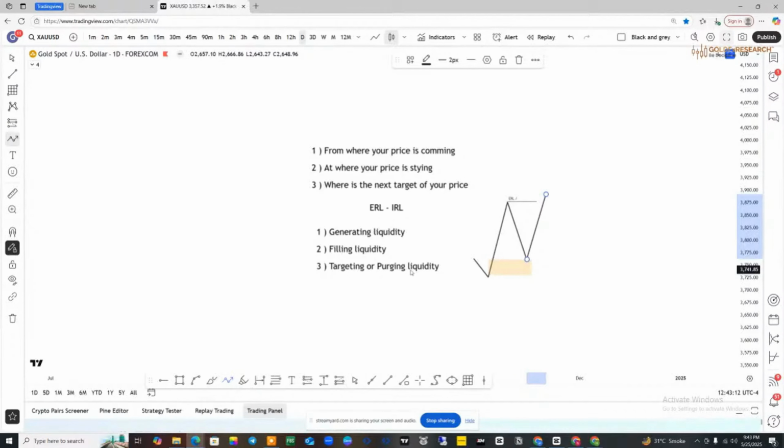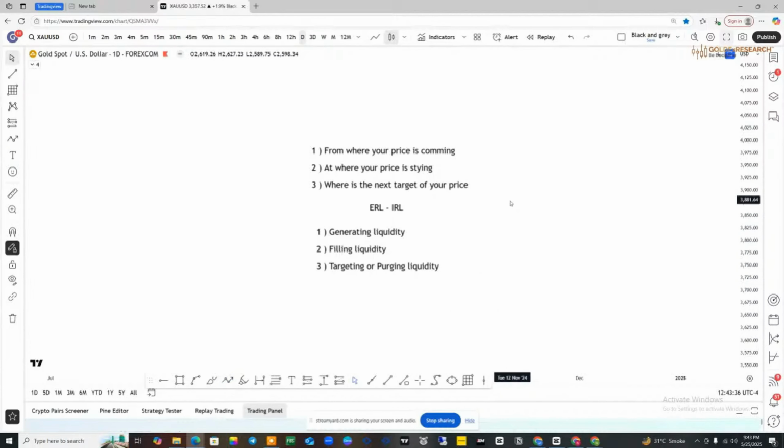Did you understand or not? ERL is not filling liquidity. ERL can only come in two things: generating and targeting. The IRL you have is filling liquidity. Is this clear to you all now?